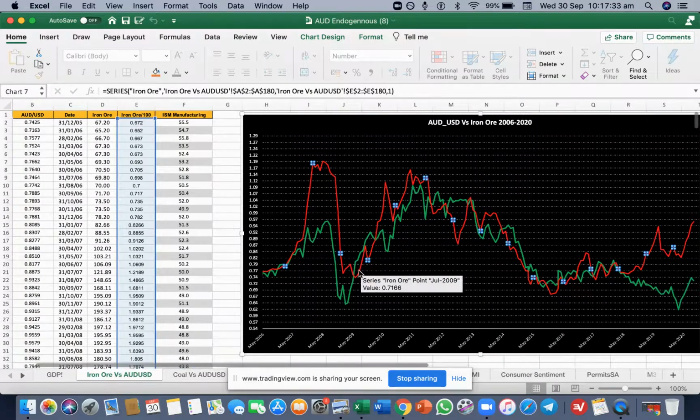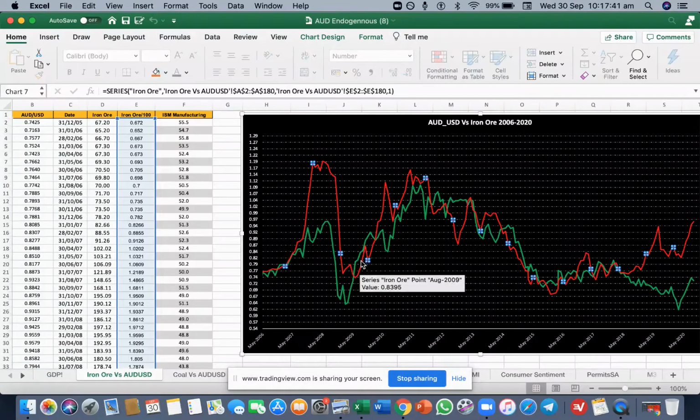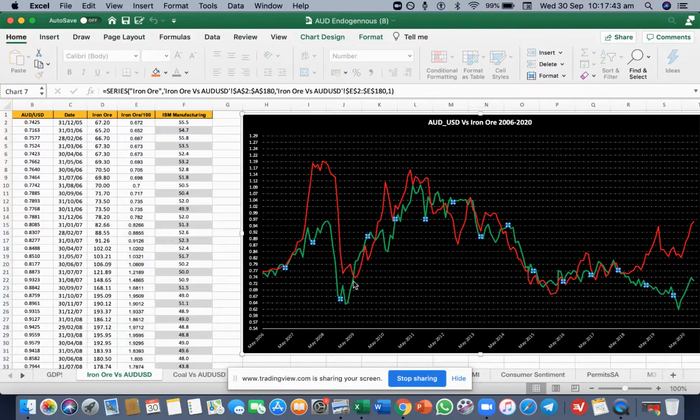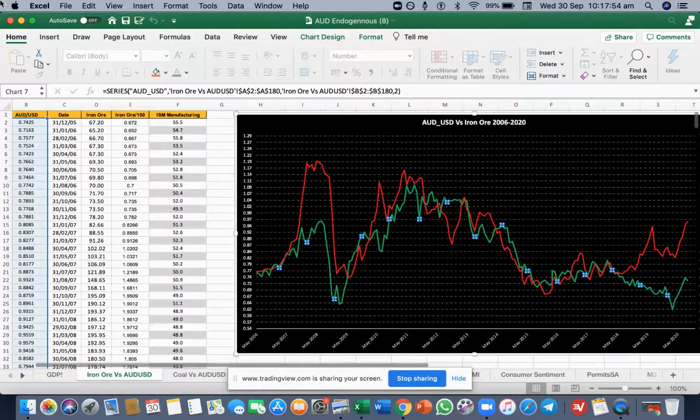And then when demand increases, we can see the Aussie dollar US dollar increases as well, and the Australian dollar starts to strengthen as their main export demand increases. That means more money is coming to Australia, the currency is in higher demand, and we can clearly see there's a very, very strong correlation between the price of iron ore and the Aussie dollar US dollar exchange rate.